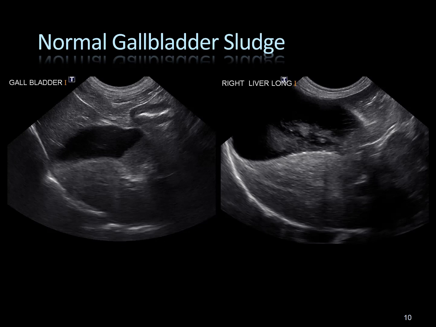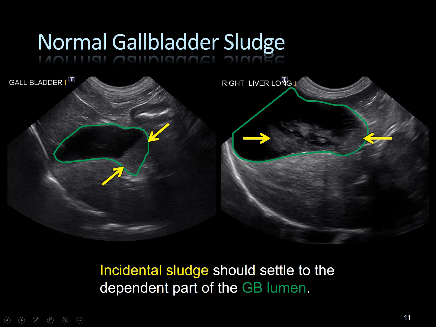Sludge is common, and so on this left-hand image, you can see this demarcation between the anechoic bile and this dependent sludge. Sometimes it's kind of in the midst of settling during your examination, and so it may seem a little suspended, but it will fall over time. Those are almost always normal findings.